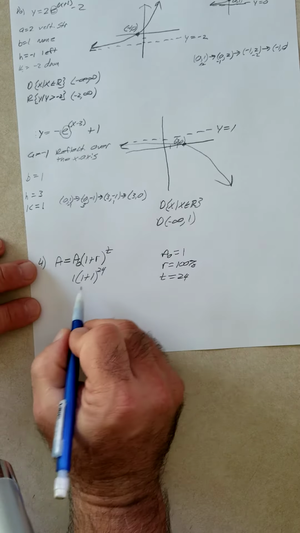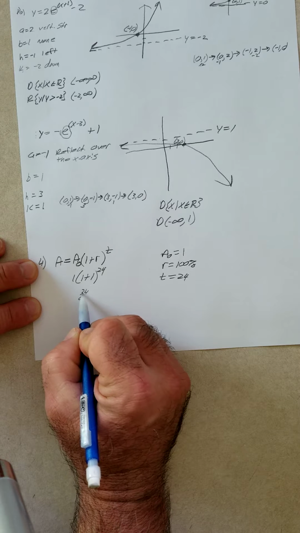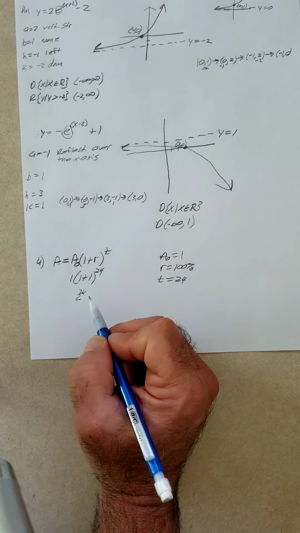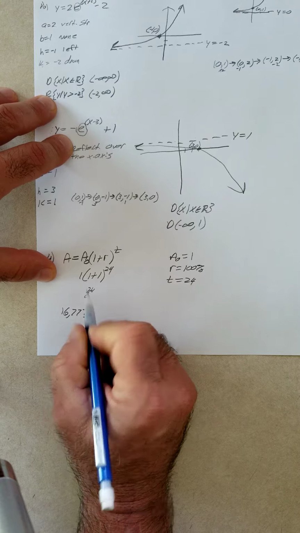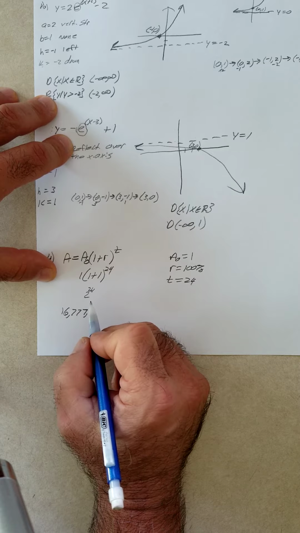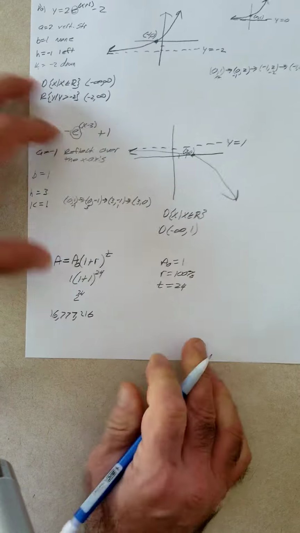because it is a day. So that's going to be 2 to the 24th power, or that would equal 16,777,216.